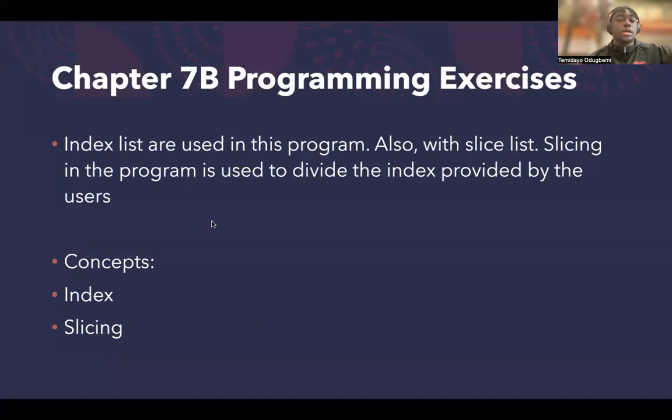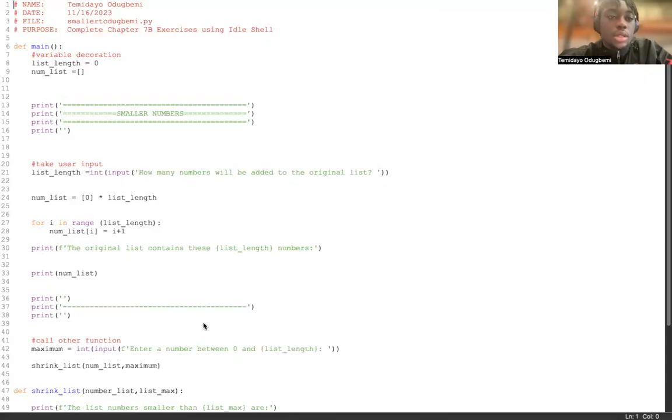Keep on moving. 7B. The index, we are using this program also with slicing. Slicing in this program is used to divide the index provided by the user. And the concept is index and slicing. Keep it going.